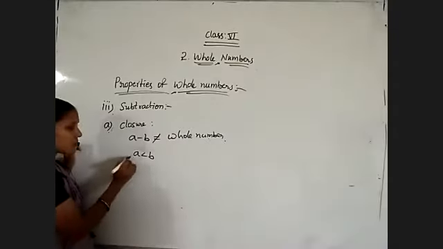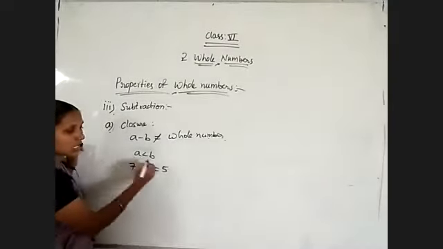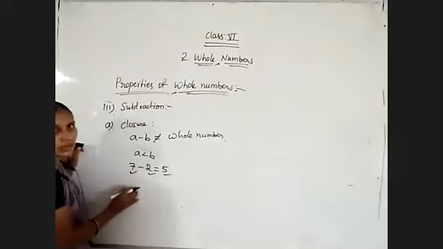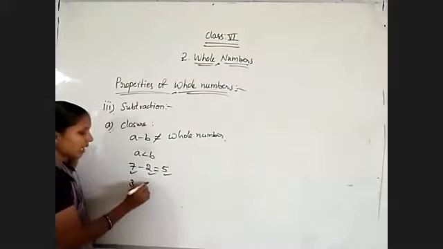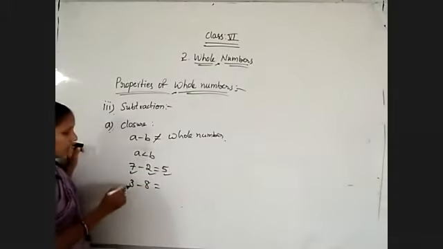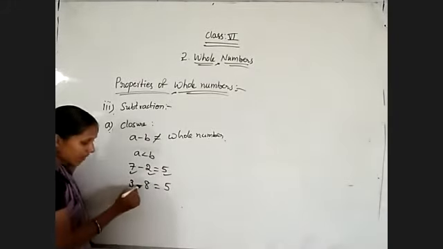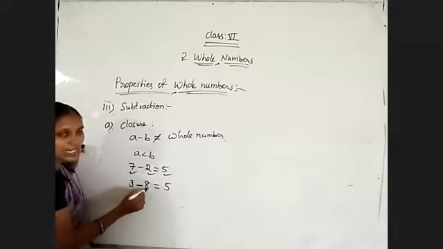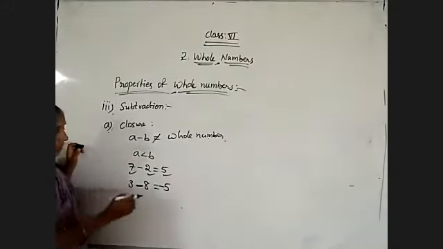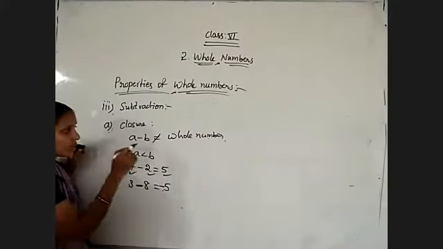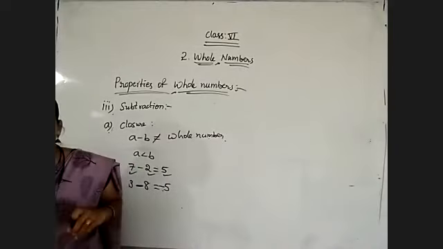That means, for suppose, observe this. 7 is greater than 2. 7 minus 2 is equal to 5. Now all are whole numbers. But if I am taking the lesser value first, 3 minus 8, like this I have taken. Now 3 minus 8, their difference is 5, but 8 is the bigger number, so before it we have minus, so minus 5. Minus 5 is not a whole number. So like that, closure property is not suitable over subtraction.